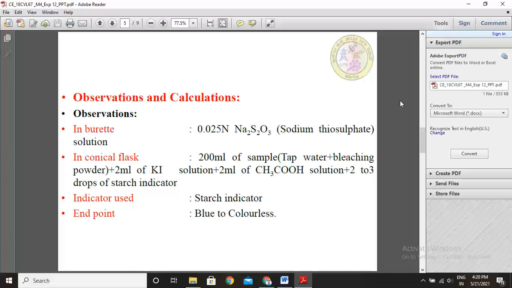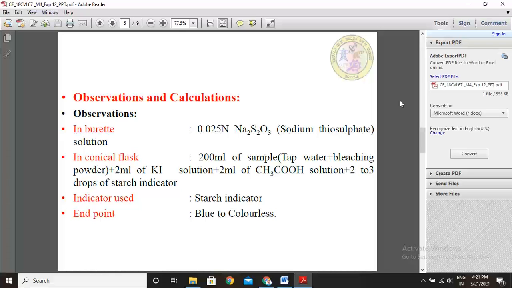Now write the observations and calculations. What are the observations and calculations? Now see the observations. In the burette, which solution is filled? 0.025 normality sodium thiosulfate solution. In the conical flask, 200 ml of sample, that is tap water plus bleaching powder, plus 2 ml of KI solution, plus 2 ml of glacial acetic acid solution, plus 2 to 3 drops of starch indicator.